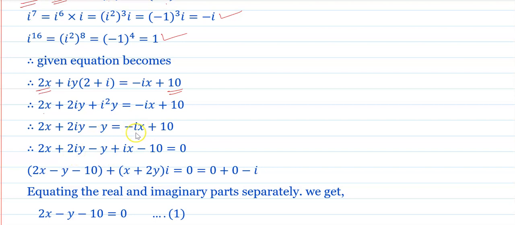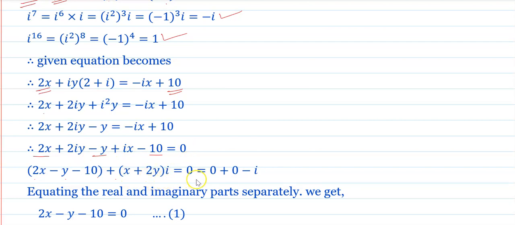Now collect this term minus ix plus 10 to the left hand side and they will become plus ix minus 10, and that's equals to 0. Again here collect the real parts. That is 2x minus y minus 10 plus imaginary part 2iy plus ix. Collect the i. Therefore, x plus 2y in bracket complete into i, and that's equals to 0.